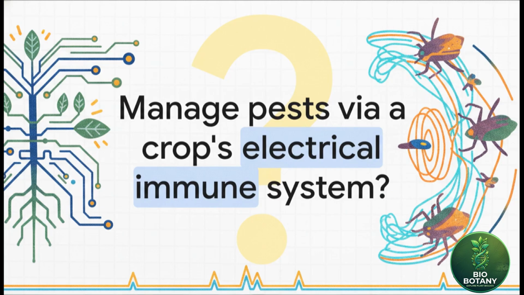If plants are out there communicating internally at 13 centimeters per minute using sophisticated bioelectrical circuits, how might mapping these networks revolutionize our agricultural practices? Could we, one day, manage pests not with chemical sprays, but by safely triggering a crop's own electrical immune system? And perhaps most profoundly, how does this incredible structural coordination challenge our fundamental definition of plant cognition?